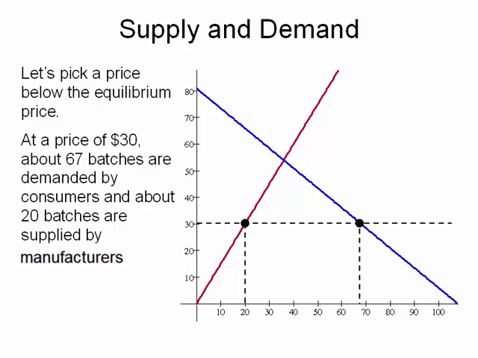In this case, let's go ahead and look at a $30 price. At a price of $30, about 67 batches are demanded by consumers, and 20 batches is going to be manufactured by suppliers. So what do you think that means? In this case, the consumers want 67 batches and the suppliers only have 20 to supply. That situation corresponds to a shortage.